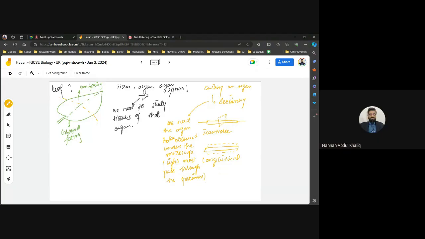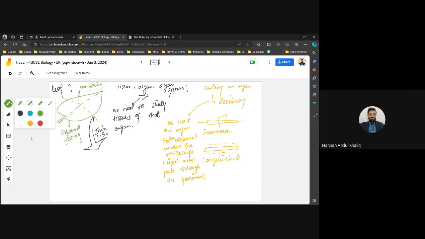Yes. It means that if you want to study the leaf, you have to have a section so that, and this is not only about the leaf, this is about every organ, even in the human body, so that you can observe it under the microscope. So you take a very small, thin piece, thin transverse section.